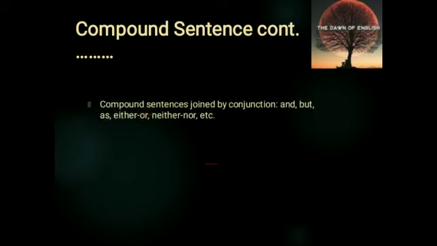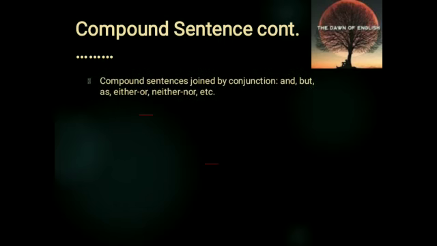Let us see some more examples where two independent clauses are joined with other conjunctions, adverbs, or even without a linking word. So first one is compound sentence joined by conjunction. For example, hurry up or you will miss the bus. So here two simple sentences are connected with "or."